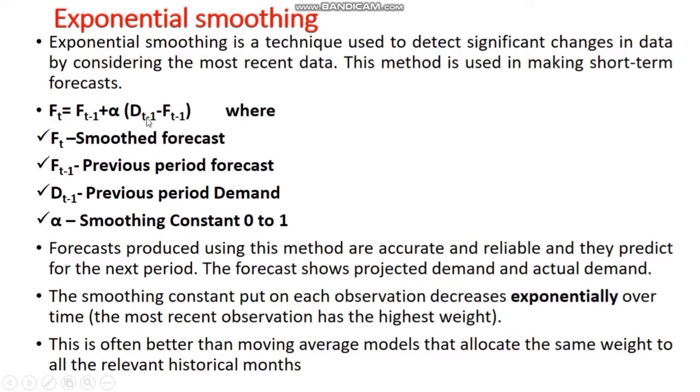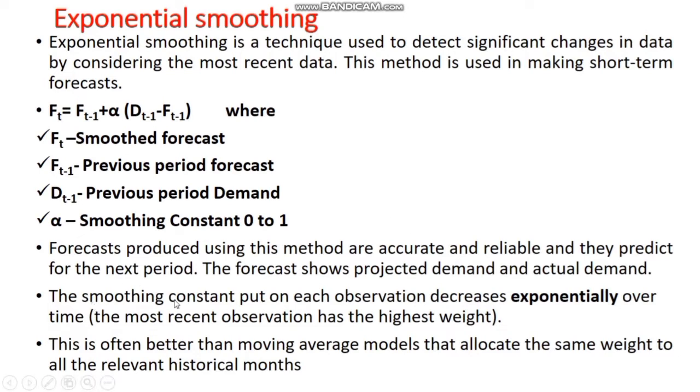Here what we are doing is Dt minus F, demand minus forecast. This is called error, which we already discussed in previous methods. The error is multiplied with the smoothing constant and added to the previous forecast. So finally we get this. Therefore, for one period into the future, this forecast will give very good accuracy.